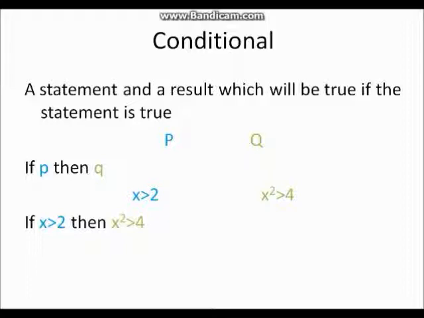Now, if a conditional is proven false, like if we're given that x equals negative 3, then the statement negative 3 is greater than 2 would be false. That doesn't necessarily mean that the result will be false, because we know that negative 3 squared is greater than 4, because that would be 9, which is greater than 4. So, conditionals, when they're true, when the statement is true, you know the result is true. When the statement is false, it might be true or false. You can't know. So, when they're false, it doesn't really tell you anything.